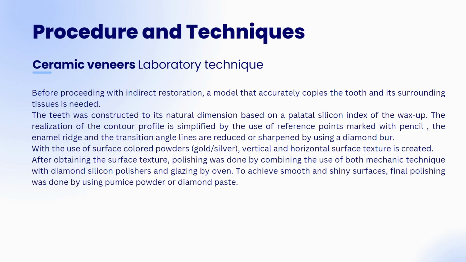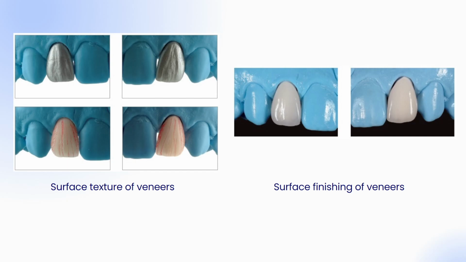The axial ridge and the transition angle lines are reduced or sharpened by using a diamond bur. With the use of surface-colored powders, such as gold or silver, vertical and horizontal surface texture is created. After obtaining the surface texture, polishing was done by combining the use of both mechanical technique with diamond silicone polishers and glazing by oven. To achieve smooth and shiny surfaces, final polishing was done by using pumice powder or diamond paste. Here we have the surface texture of veneers and the surface finishing of veneers.